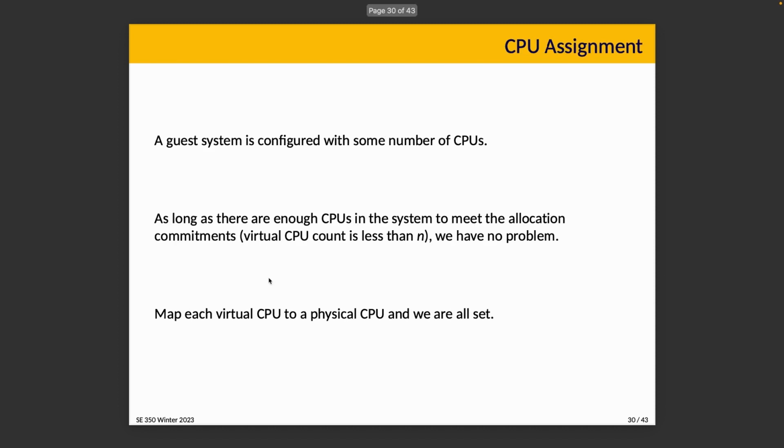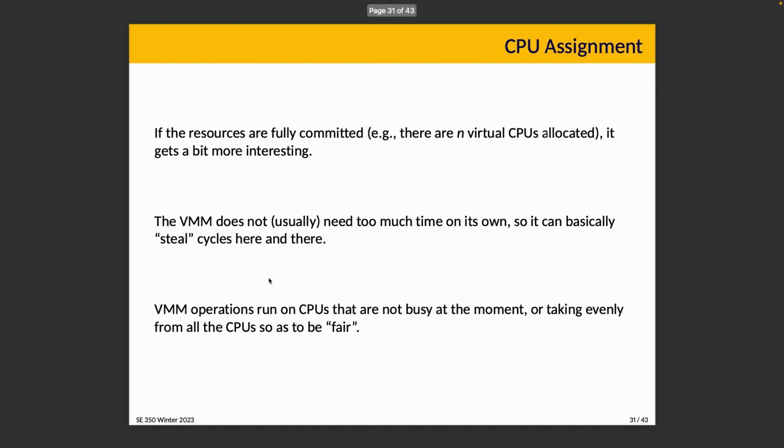Now, the guest system, as I say, is configured with some number of CPUs, and if you had a 4-core system and you assign 1 core to each of your 4 guests, then there wouldn't really be a lot of headaches here in terms of scheduling, because as long as there's enough physical CPUs in the system to meet the allocation commitments, then we have no problem. We just match each virtual CPU with its corresponding physical CPU and we're all set. But that's not likely, right?